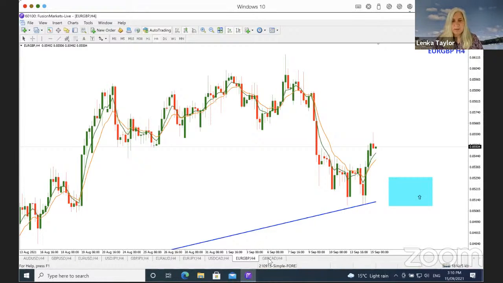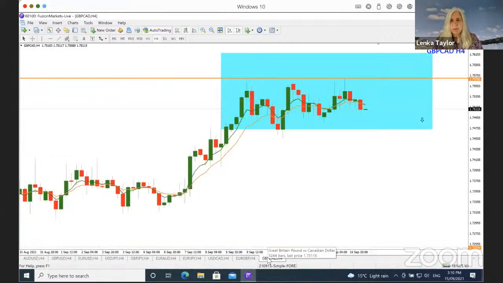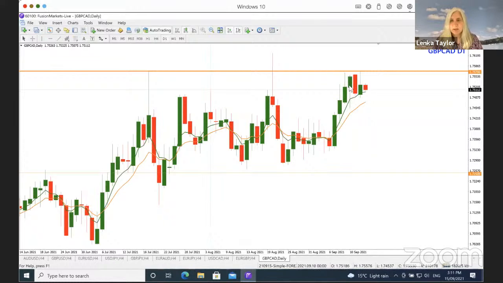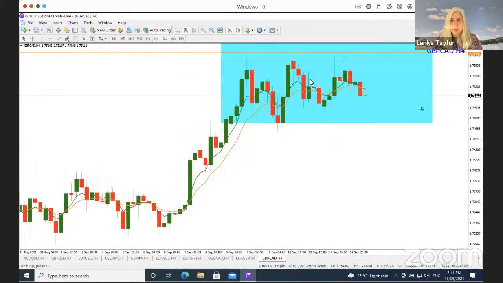The next currency pair, the last one, is GBPCAD. So GBPCAD, I'm looking for short. Now we are very close to that horizontal, which is a resistance at the moment. So on the daily, we have a bit of sideways movement. We had a couple of tests there that got rejected. So this is looking good for a setup.